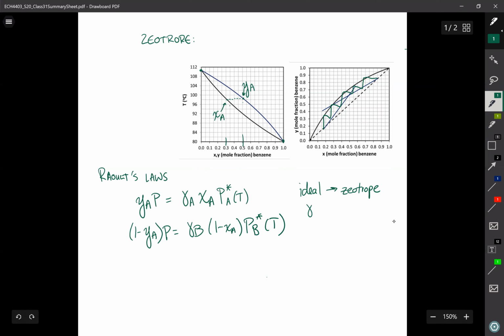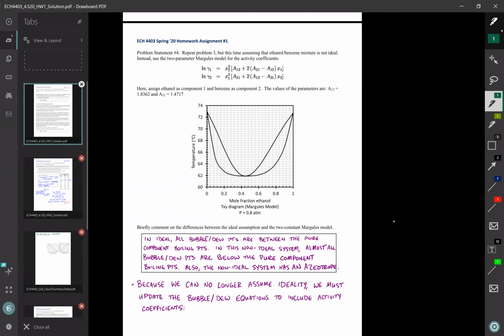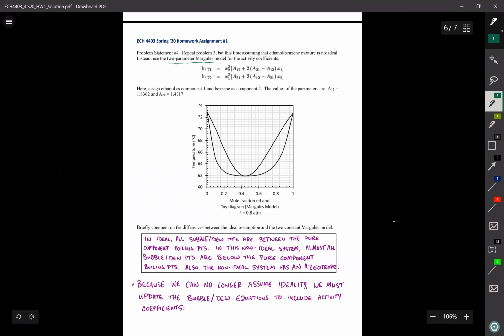If I have ideal, then my gammas are equal to 1. And when you have an activity coefficient model that does not give you 1, that's where you can possibly have some azeotropes coming in. For this, I want to go all the way back to homework 1 and remind you that we've done something like this already. In homework 1, I asked you to plot the TXY diagram for activity coefficients that are described by the Margules model. And there, we found a very weird looking TXY diagram. I think I might have said back then that this was an azeotrope, but again, we didn't really talk about it. The azeotrope is there.